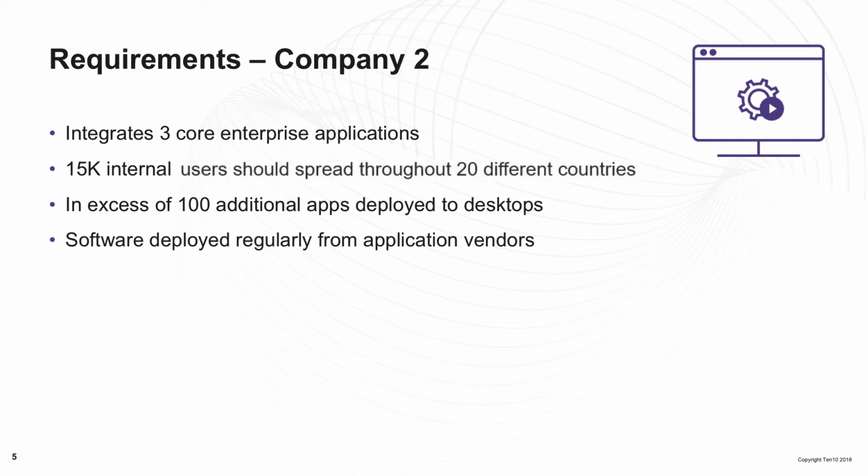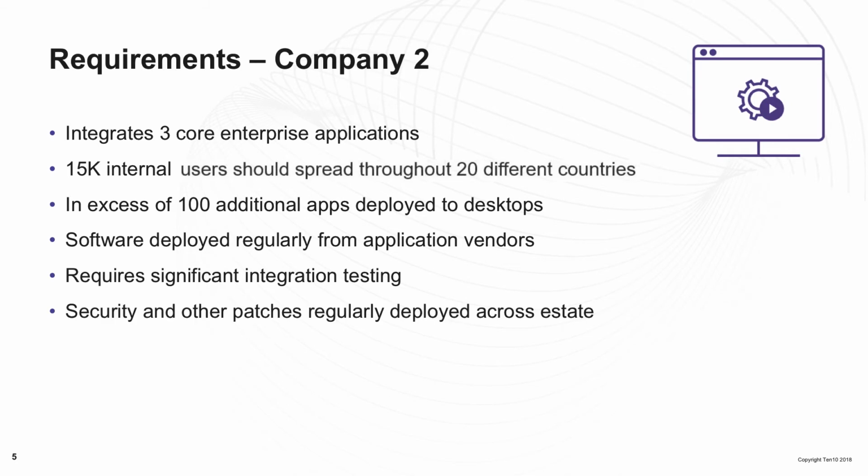Now this requires comprehensive integration testing to ensure connectivity isn't impacted, and additionally security and other patches are released by pretty much everybody with increasing frequency. So in order to perform a full regression test across Company 2's production estate, they reckon it's going to take around 6 man-months as well.